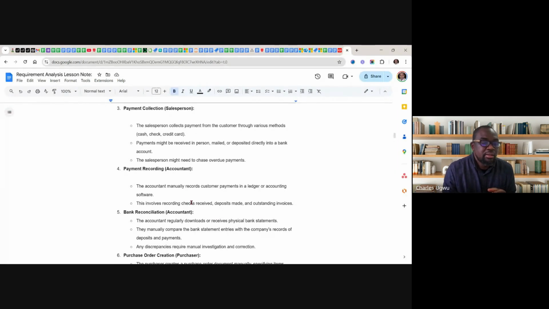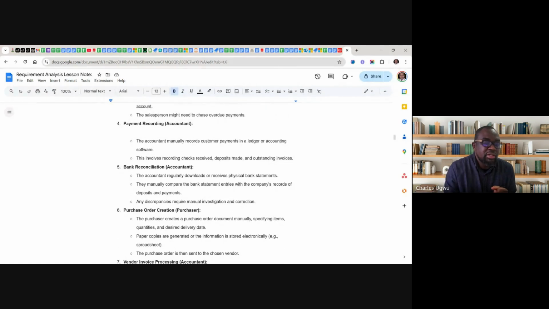And then the accountant comes in at this point. The accountant manually records customer payments in the ledger or accounting software. According to this invoice recording, checks received, deposits made, and outstanding invoices.